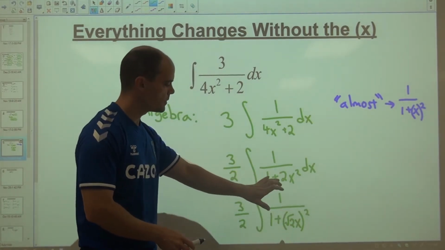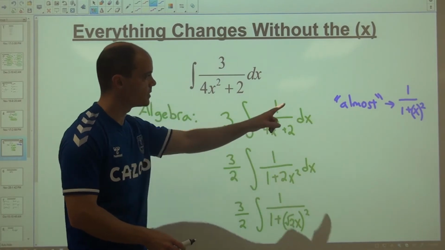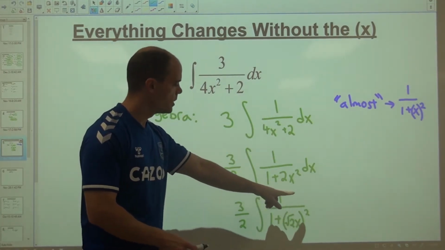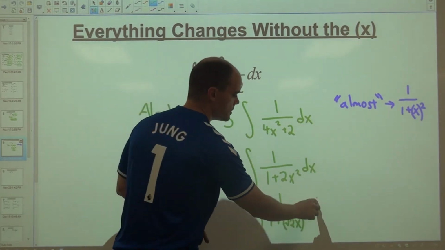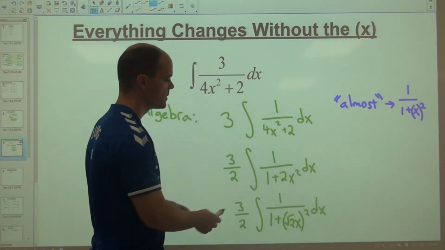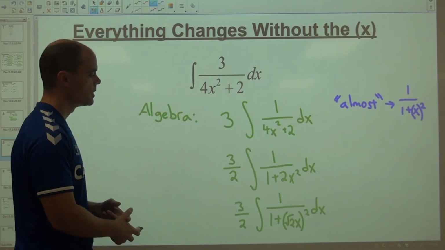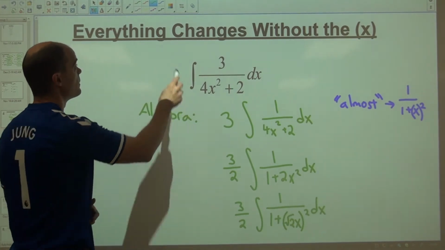And now this is a perfect fit for the inverse tangent: 1 over 1 plus something squared dx. Now this fits the inverse tangent mold. Now we can actually antiderive.